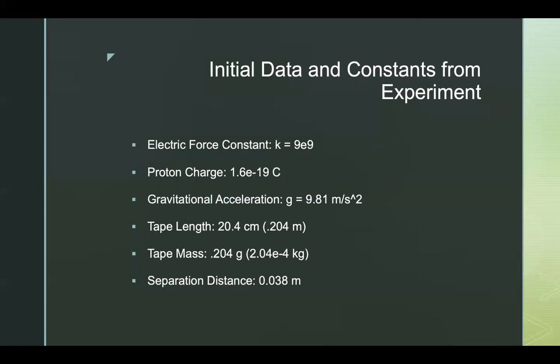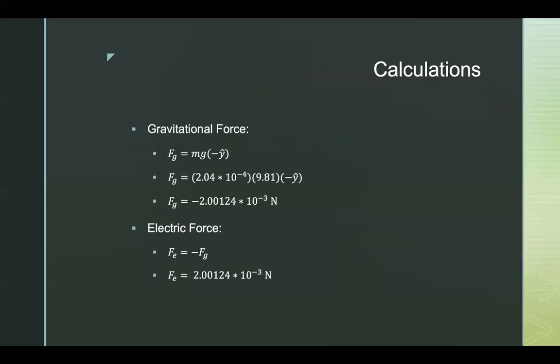So we have the electric constant, proton charge, and gravitational acceleration. Those are all constants. And then some of our data from the experiment is the tape length of 0.204 meters, mass of 0.204 grams, and then separation distance of 0.038 meters. So calculations for the gravitational force are listed below. And then for the electric force, since we know that the system is in equilibrium, it's just going to be equal and opposite in sign to the gravitational force.